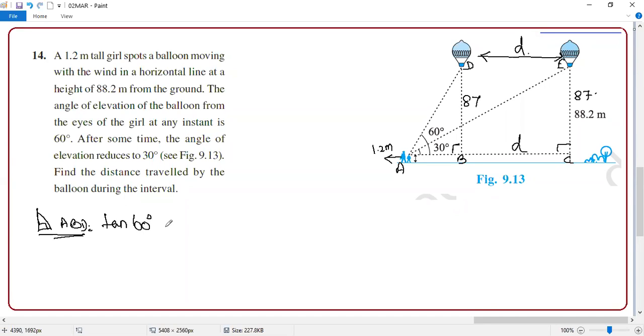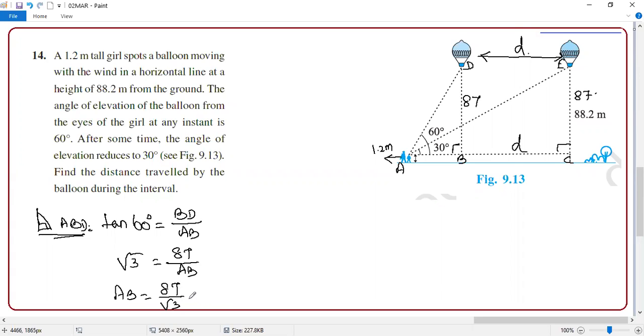Thinking, everyone. Tan 60. Opposite side is what? BD. Adjacent side AB. Tan 60 value is what? √3. And BD equal to what? 87. And AB you don't know. So now tell me, AB equal to 87 upon √3.